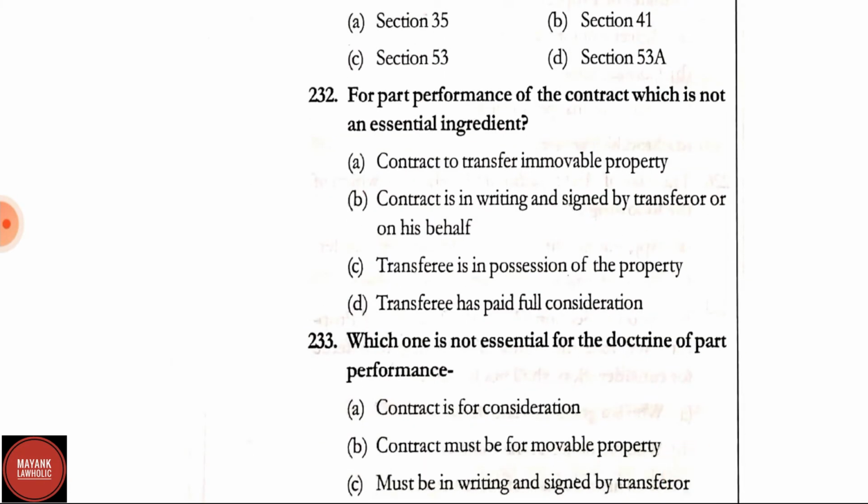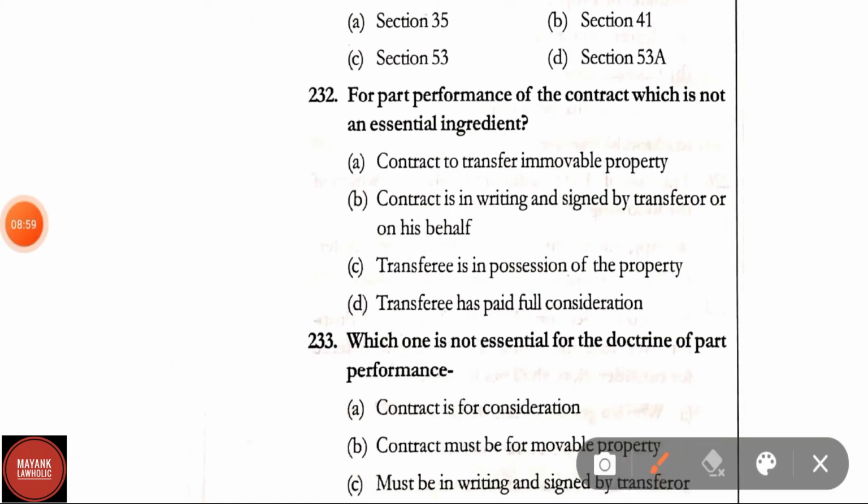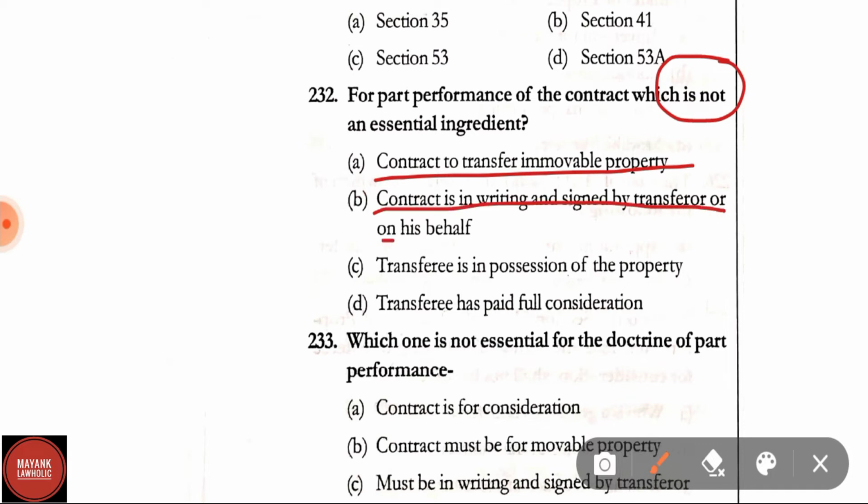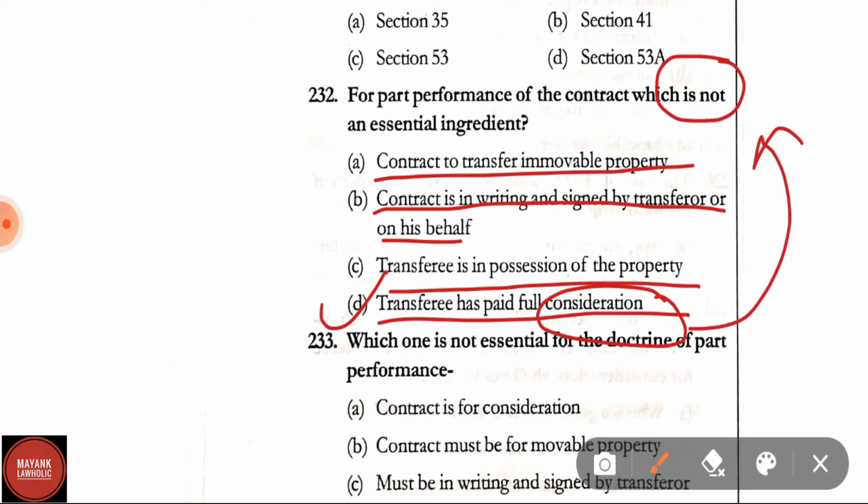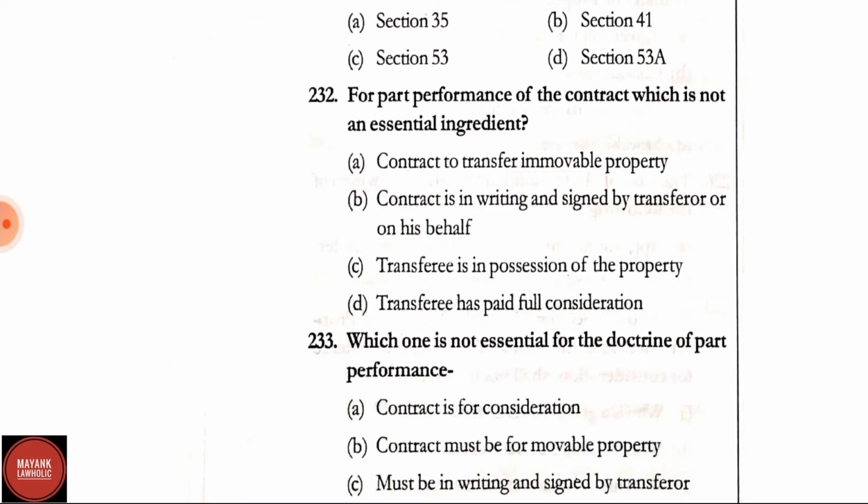Question number 232. For part performance of the contract, which is not an essential ingredient? Options are contract to transfer immovable property, contract is in writing and signed by the transferor or on his behalf, transferee is in possession of the property, transferee has paid full consideration. Option D, transferee has paid full consideration, is not an essential ingredient for the part performance of contract.